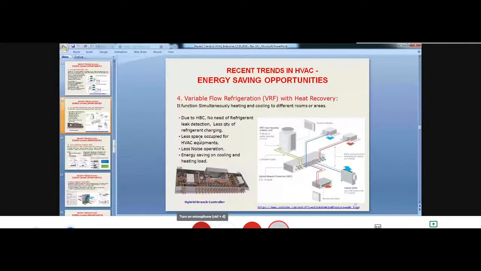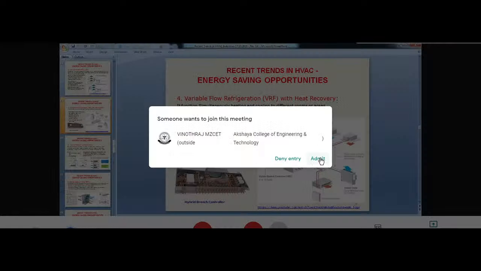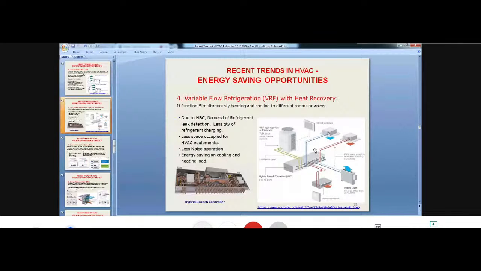Less noise in operation and less space occupied by the equipment. We can avoid a lot of ducting and piping also. You can see there is only a refrigerant system.